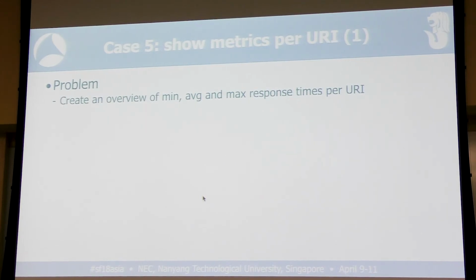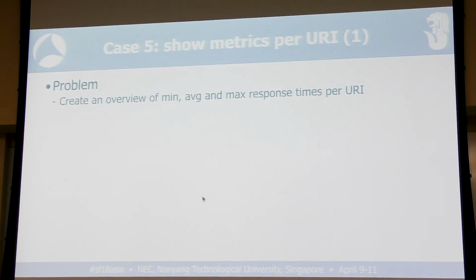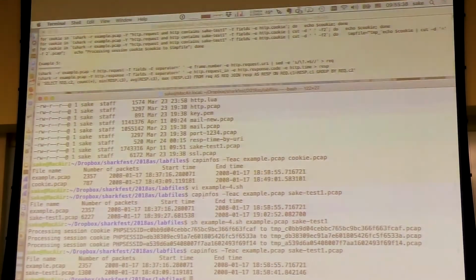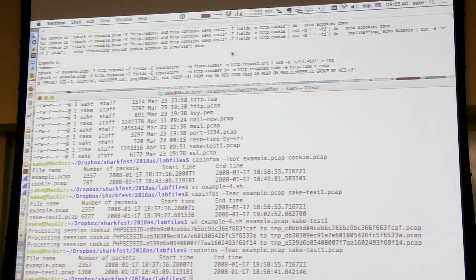So I want to create an overview of the minimum, average, and max response times per URI. The output should be an overview, of course. The input is, again, the HTTP data. And now I'm going to use Q to do that.